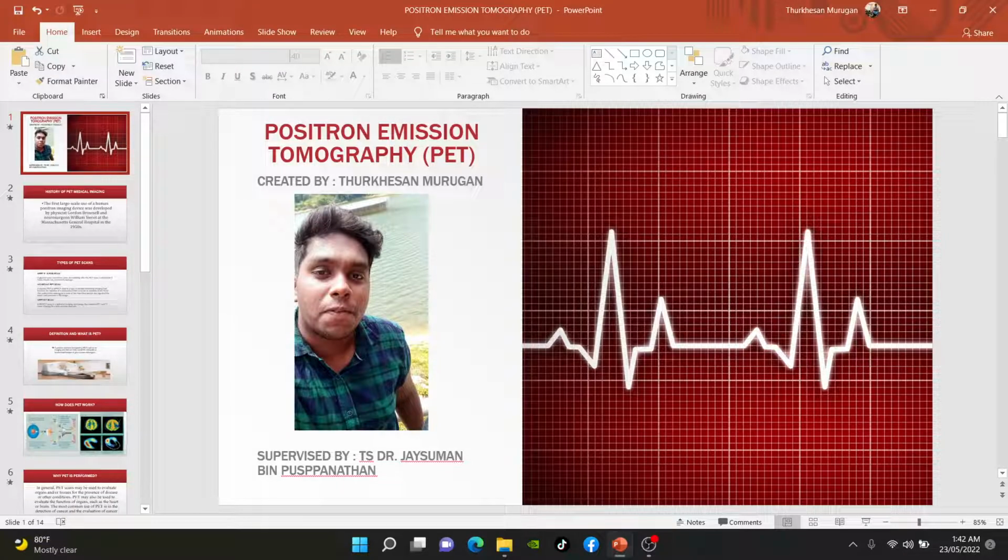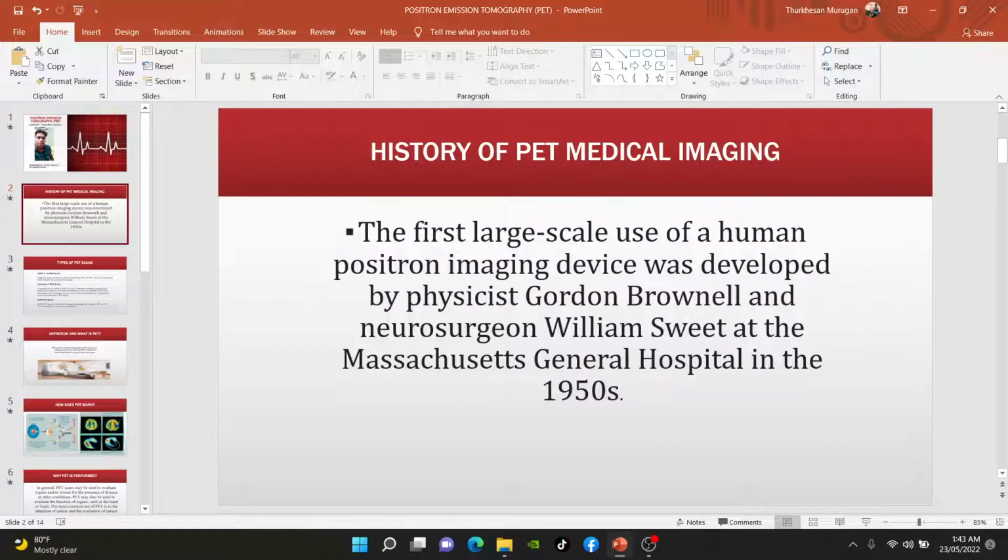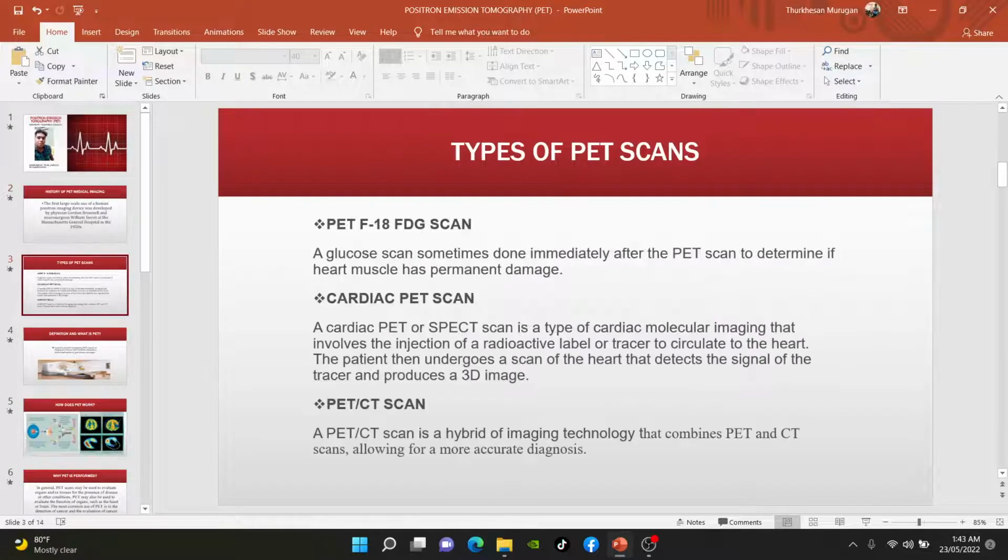So today I'll present about positron emission tomography (PET). So first of all, the history of PET medical imaging. The first large-scale use of a human positron imaging device was developed by physicist Gordon Brownell and neurosurgeon William Sweet at the Massachusetts General Hospital in the 1950s.